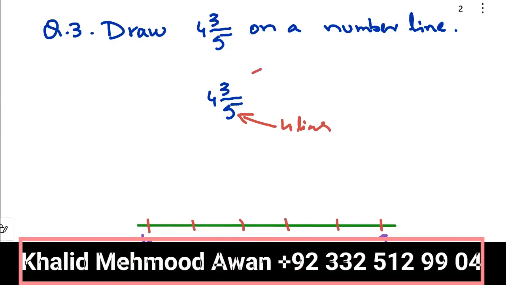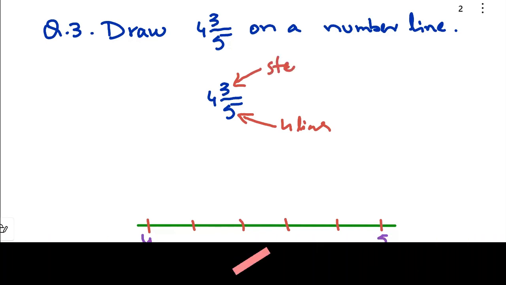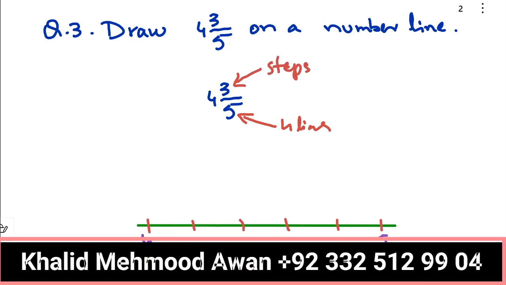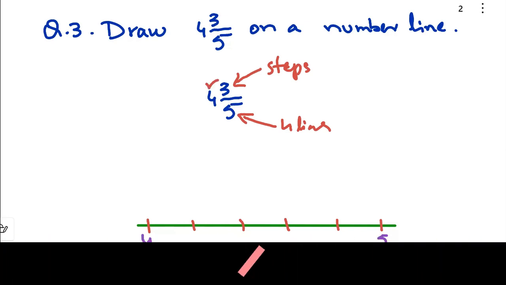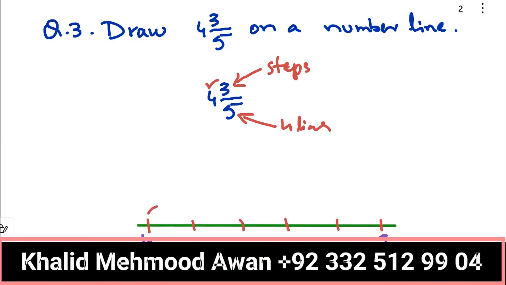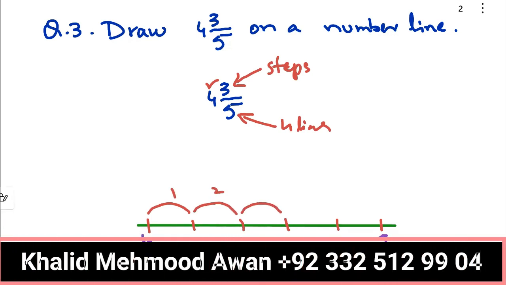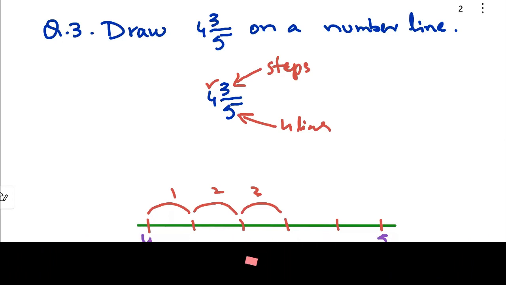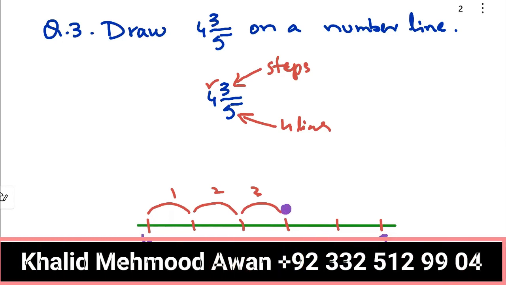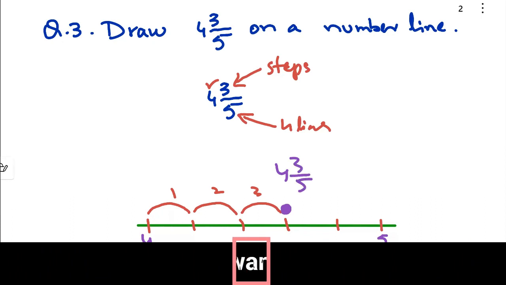And the numerator describes the steps we need. How many steps? 3 steps, starting from 4. So we are moving from 4, 3 steps, which is 1, which is 2, which is 3, and that is the location which is describing 4 whole 3 by 5.